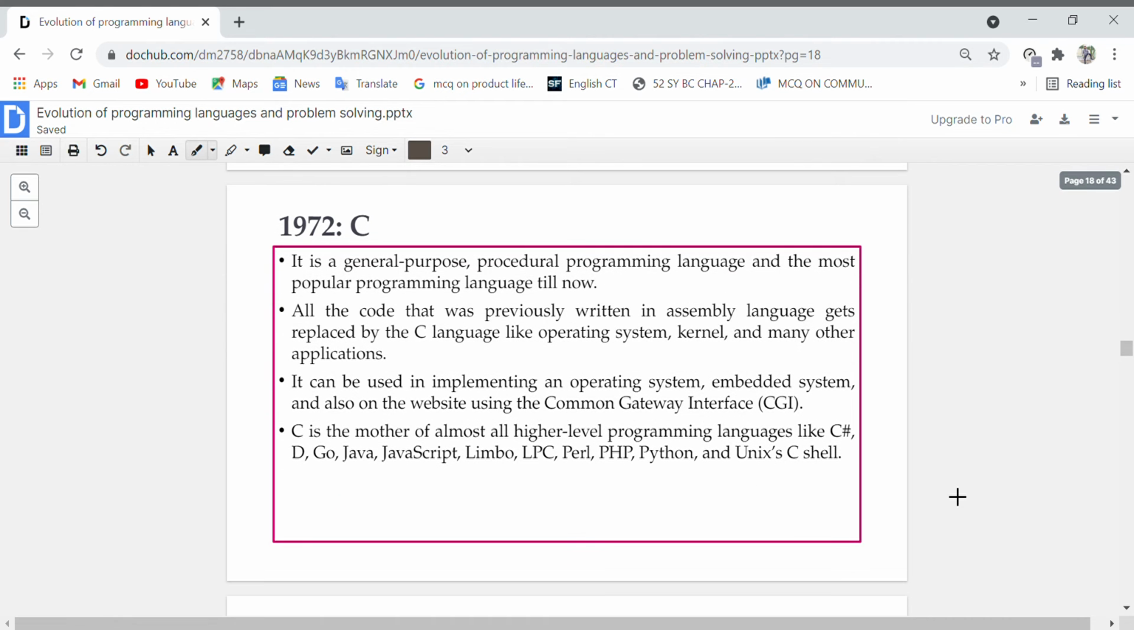C. Everyone knows about C. C is the most popular language. It is also called the mother of all high level languages, and C is used for many tasks just like operating systems, embedded systems. They also help the websites through common gateway interface, which is also known as CGI.